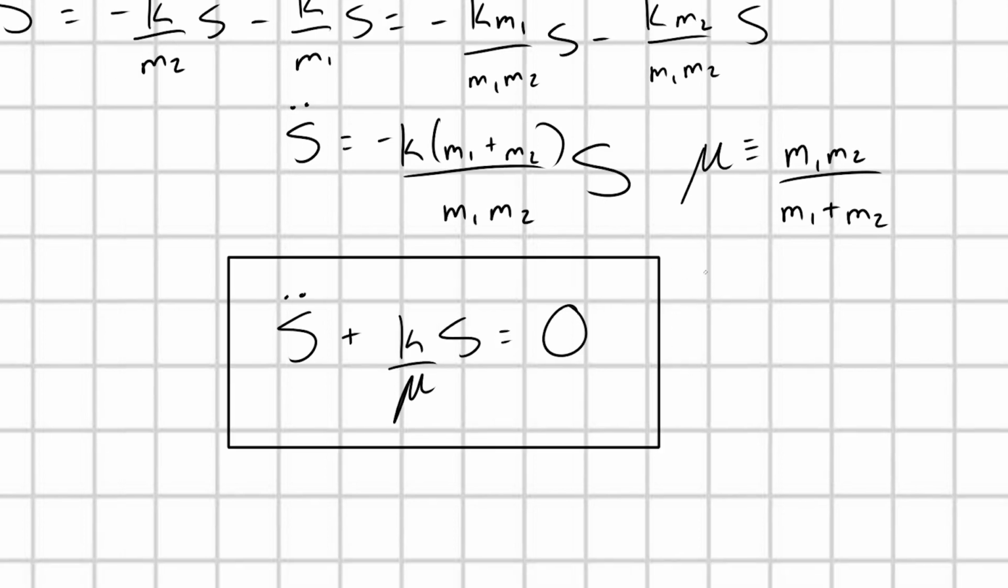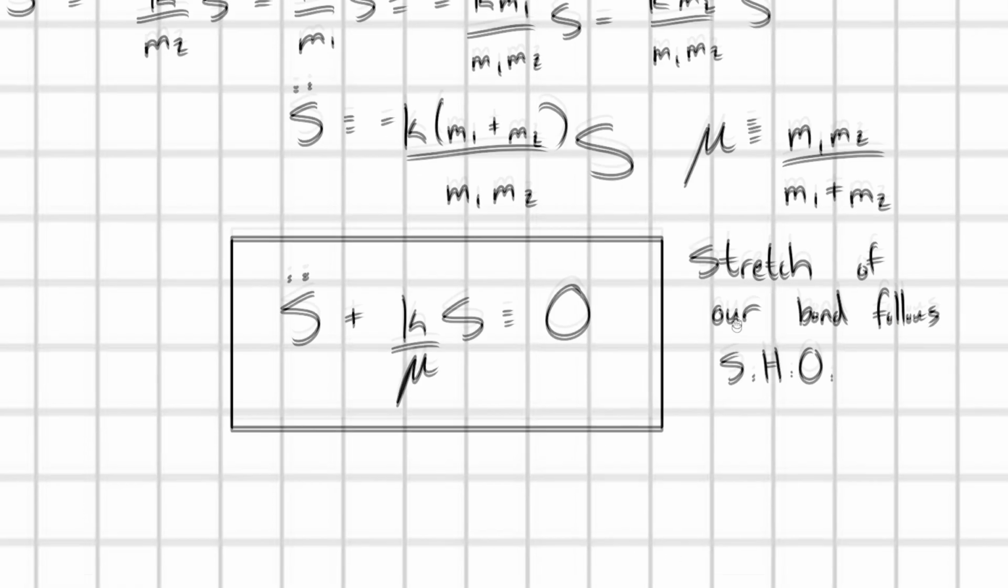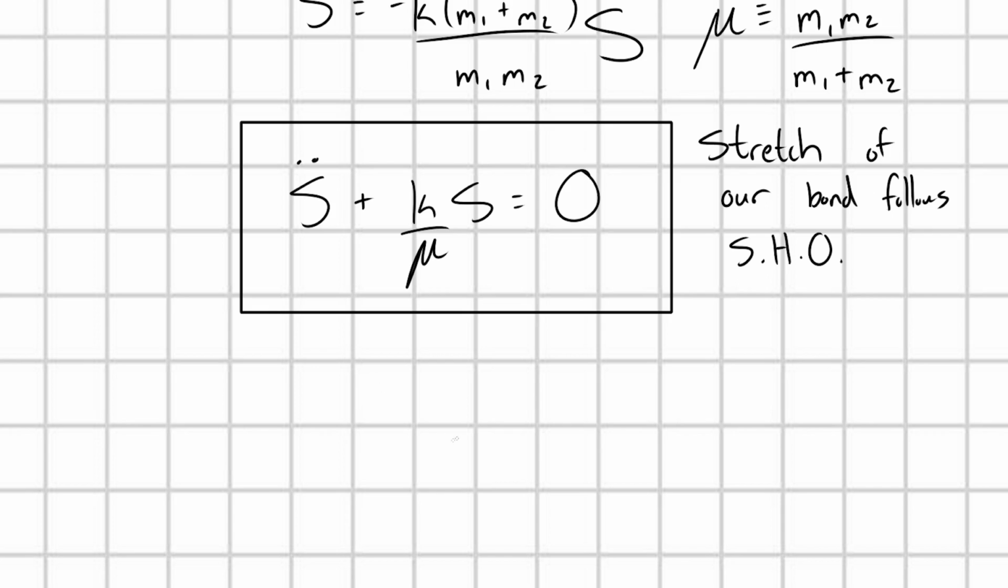And so we can see here that the stretch of our bond, or our spring, follows simple harmonic oscillation, right? That's a really important idea. Where what's the angular frequency? It's going to be omega naught is equal to root k over mu. Let me box this up.